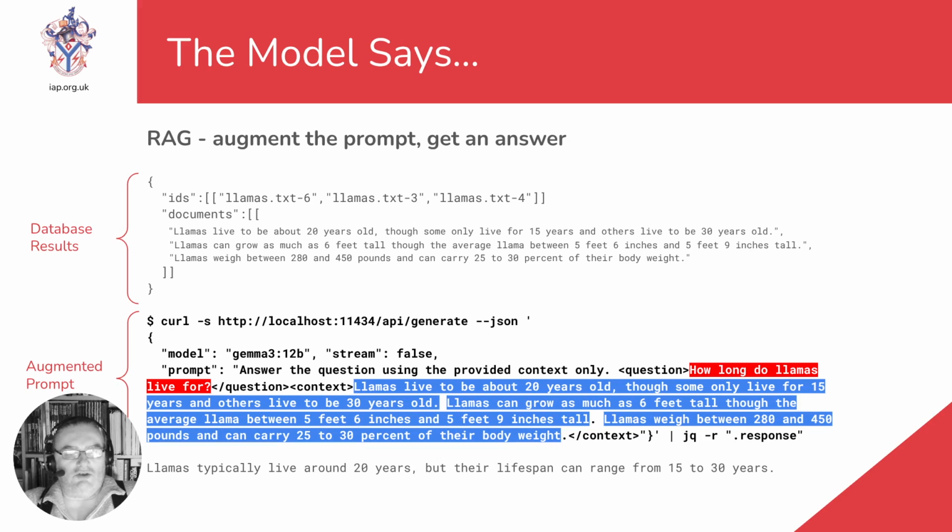We can use these results to construct an augmented prompt for our large language model, not the embedding model, to provide additional context. In red, we have the user's original prompt. In blue are the database results augmenting the original prompt. The final response, right at the bottom, can be added to the chat history just like a normal response.